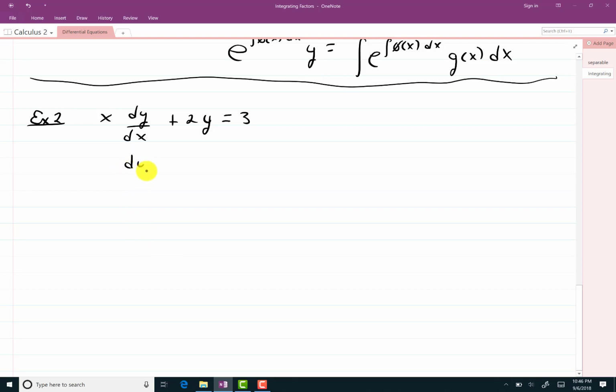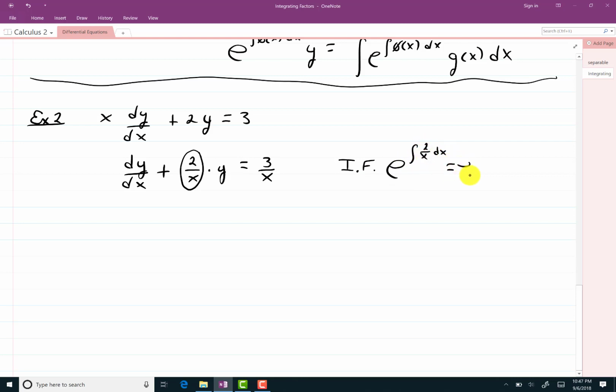And I'll get dy over dx plus, and I'm going to make it plain what I'm going to do, 2 over x times y equals 3 over x. So this way it is of the form that I want now. I have a function of x here in front of the y, and it equals a function of x. So this guy right here I'll use in my integrating factor. So my I.F. is going to be e to the integral of 2 over x dx.